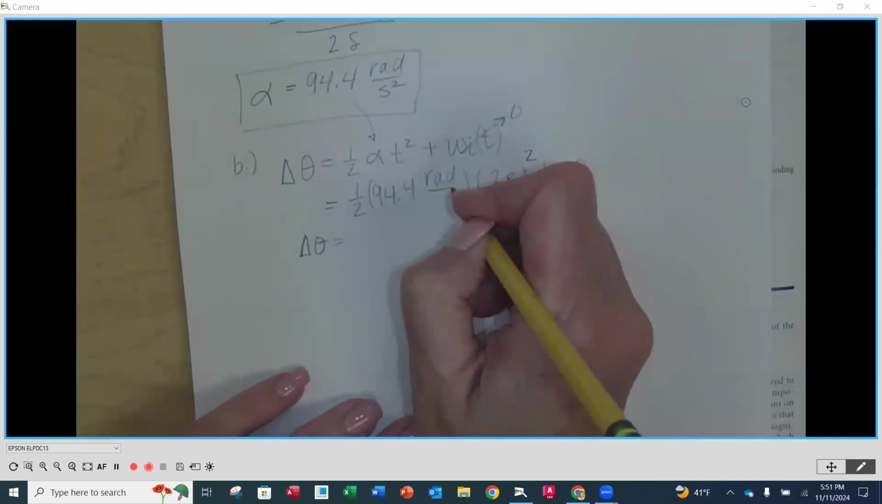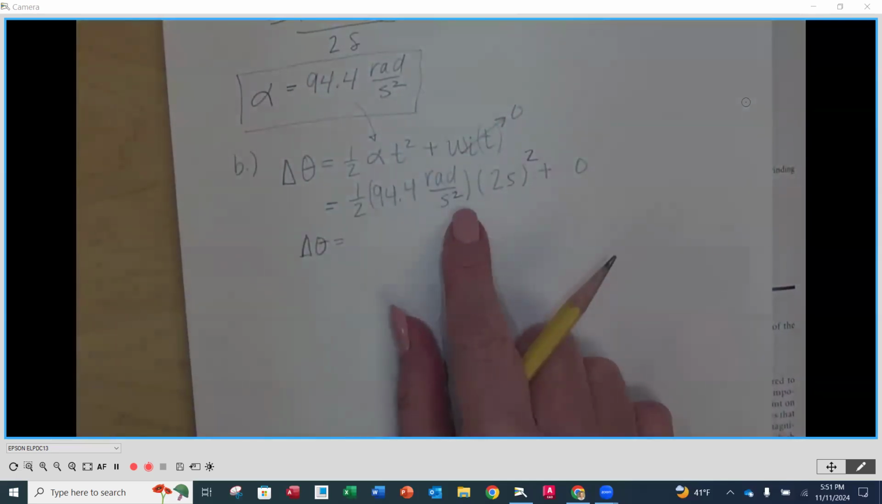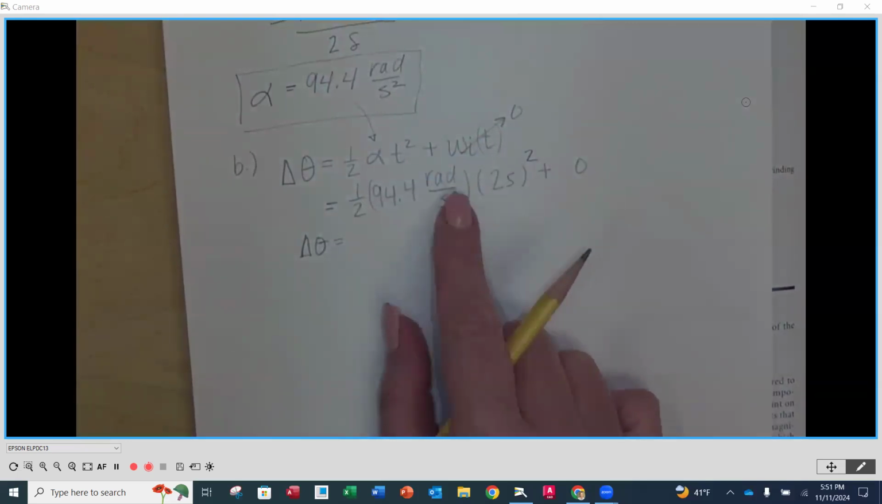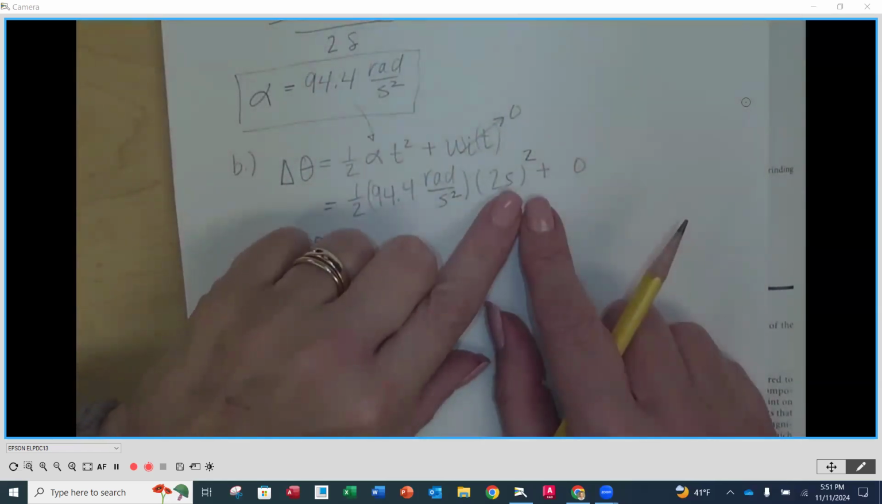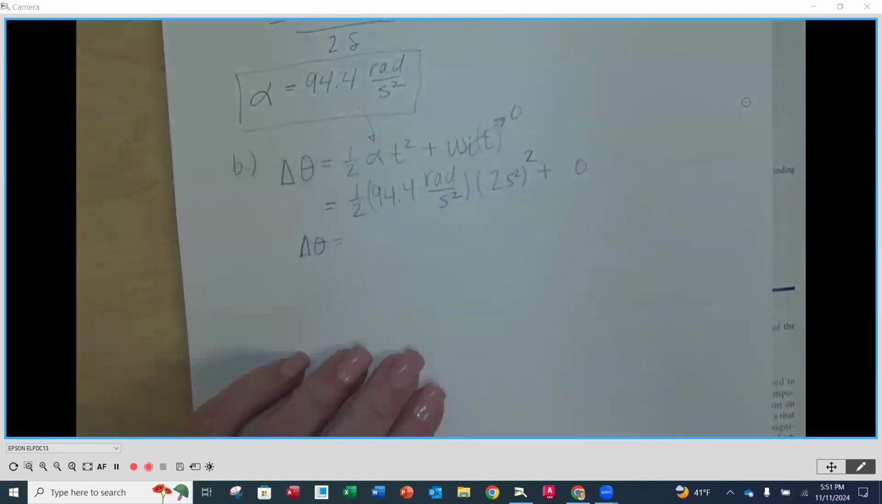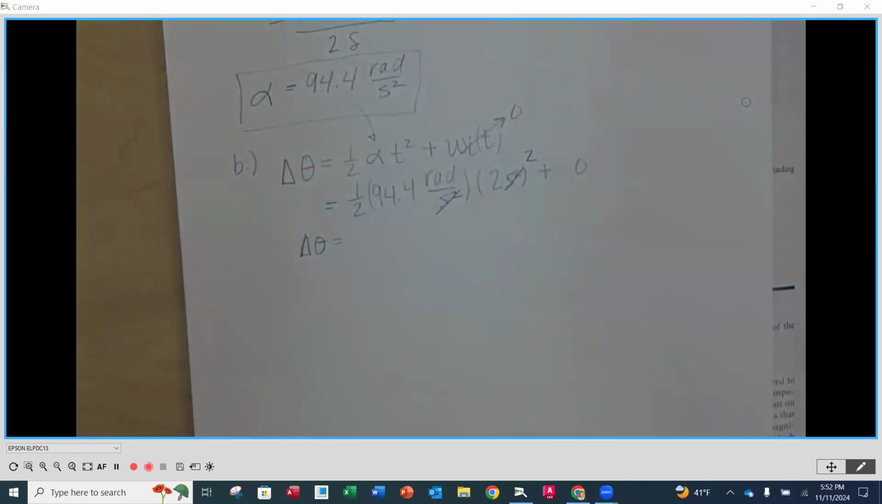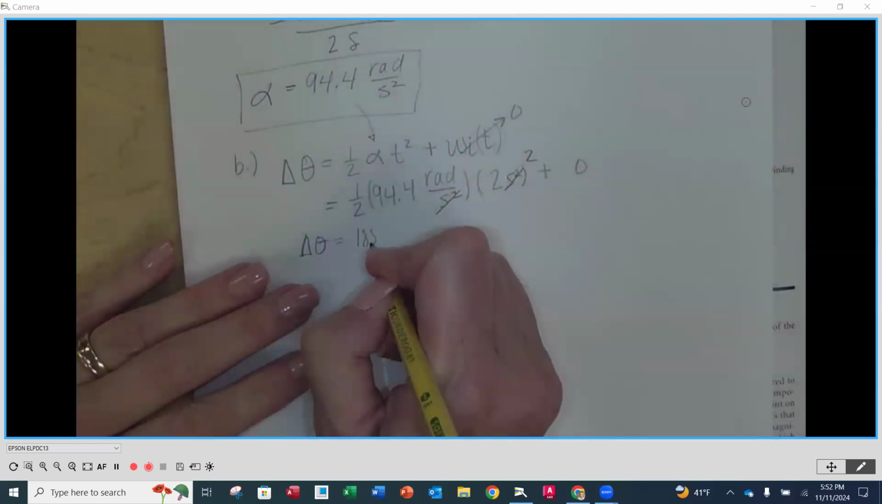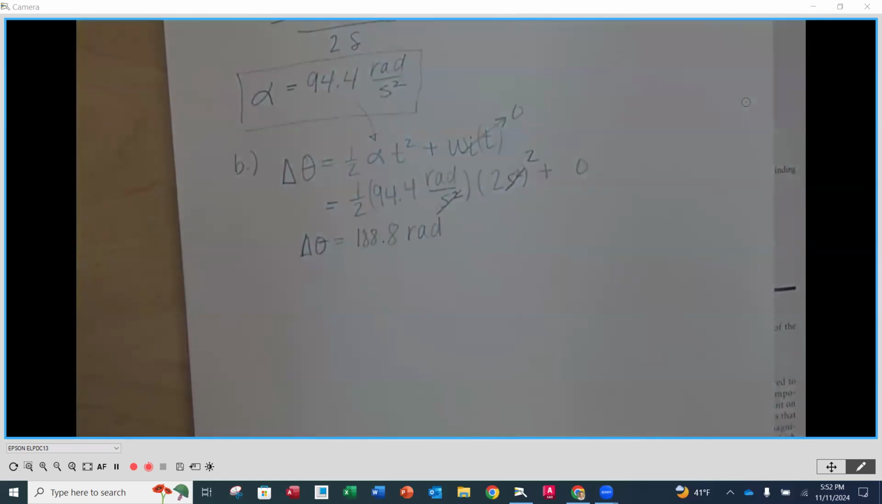Now I just want to talk about units for a second, okay? You're going to notice that in the denominator of your units for acceleration, 94.4 radians per second squared, when you multiply that by the 2 seconds squared, these units inside go to squared, right? When we square that quantity. So the squared cancels out the squared here. So in this case, we're left with just radians, all right? So you should get 188.8 radians left over, right? Do you guys get that value?